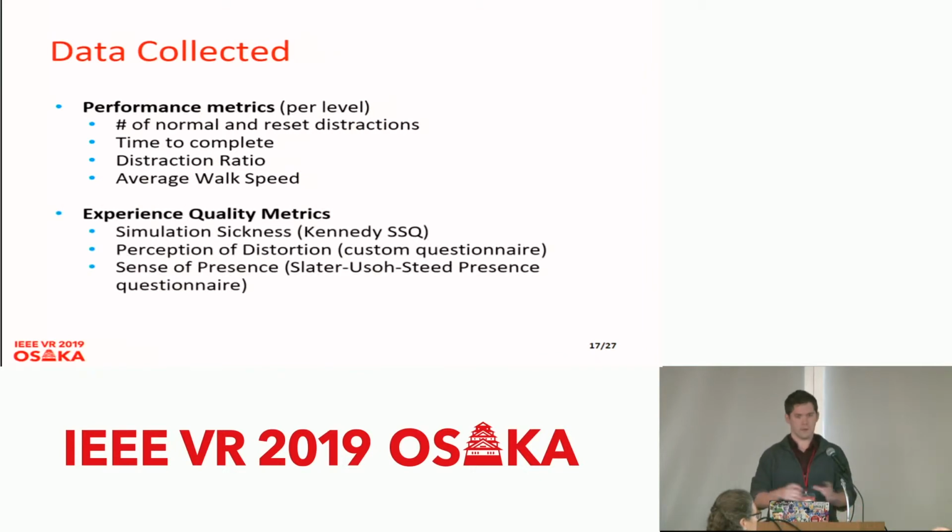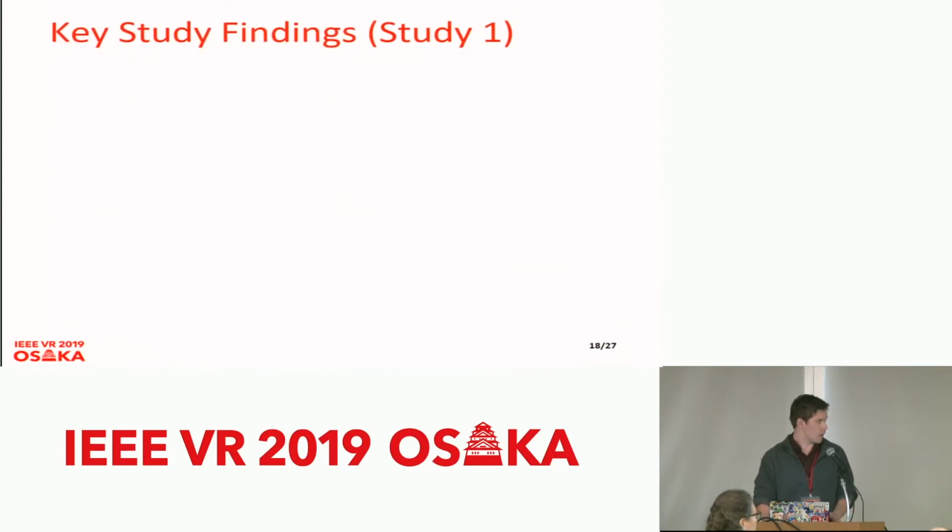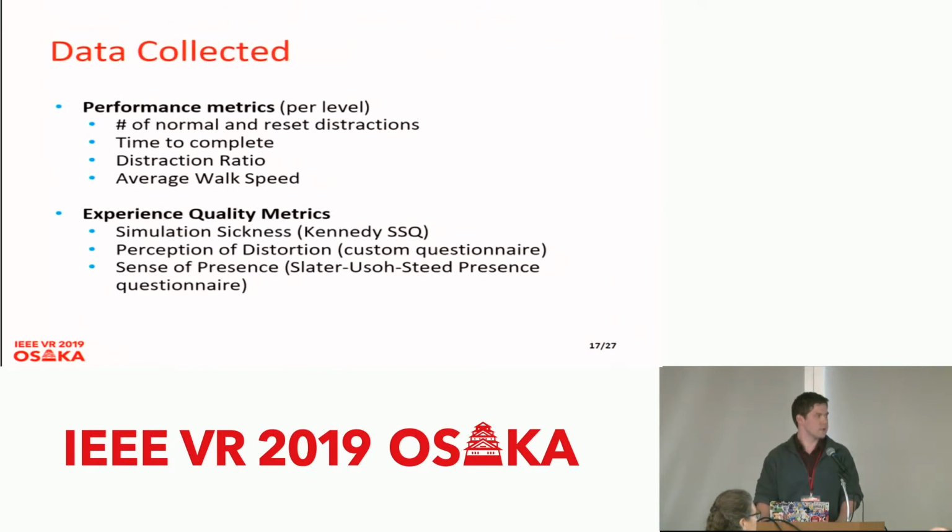Then, throughout the entire study, we collect what we call experience quality metrics, which include simulator sickness, perception of distortion, which we use a custom questionnaire for because this is a very small field. We didn't quite have any resources that we assumed would work well enough. And we measure sense of presence with a standard Slater-Usoh-Steed presence questionnaire.